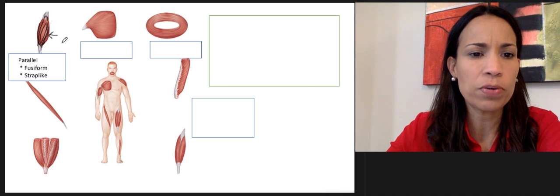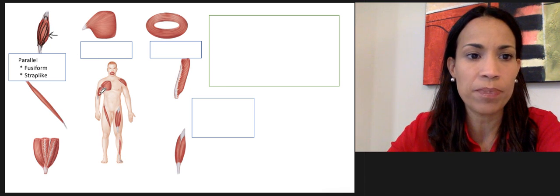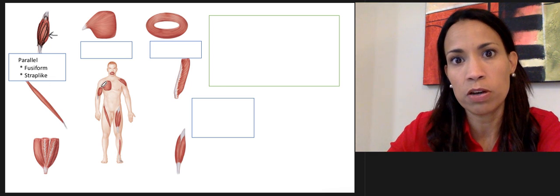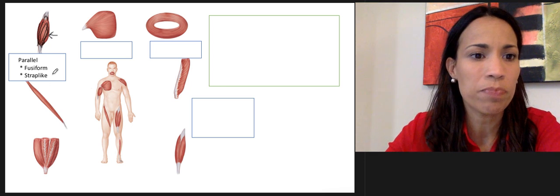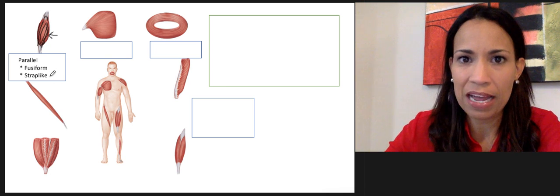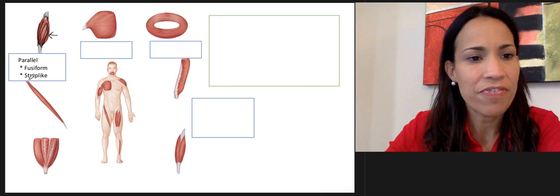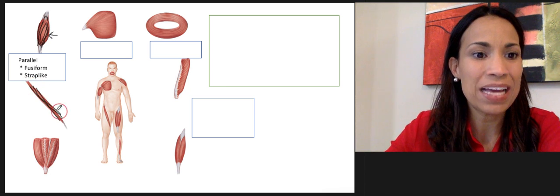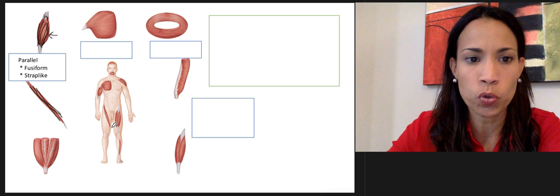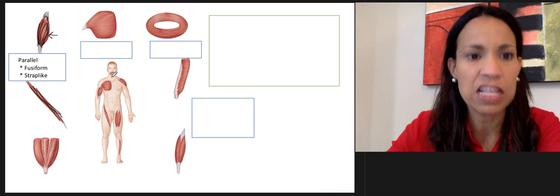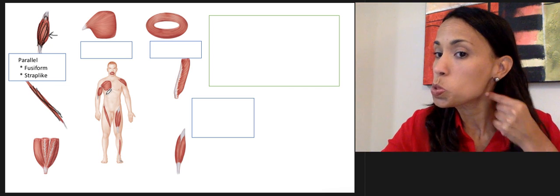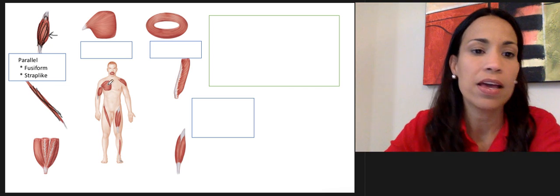Examples of the fusiform: we have the biceps brachii, the muscle of the anterior aspect of the arm. Then we have the strap-like. It looks like a strap. The fibers are parallel, straight to each other. Examples of this are the sartorius, which is located on your thigh, and the sternocleidomastoid, located on your neck.